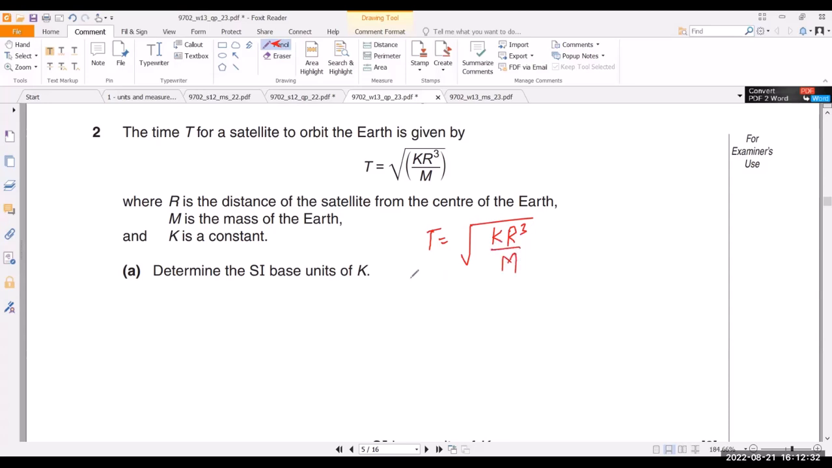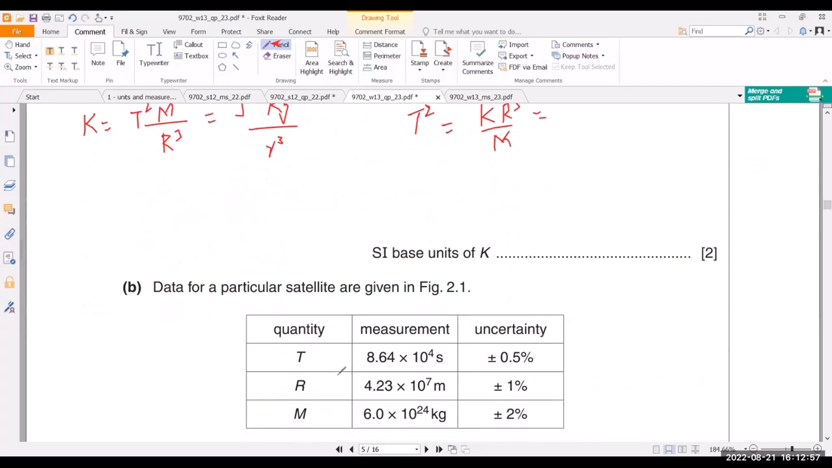So take the square on both sides, you will get T square is equal to K R cube over M. And you can do like this, K is equal to T square M over R cube. So second square kilogram over meter cube. So these are the base units simply.